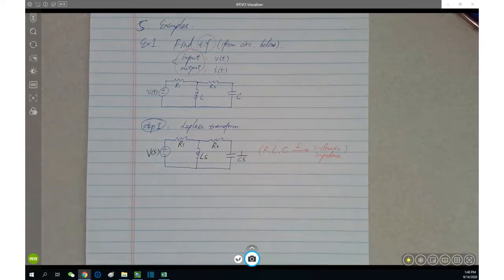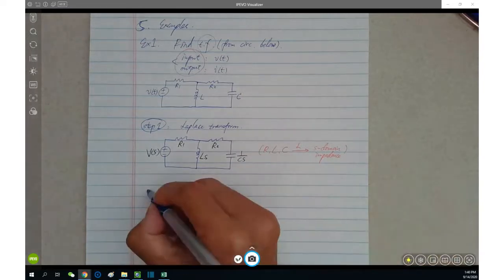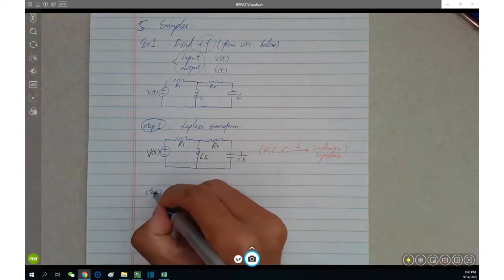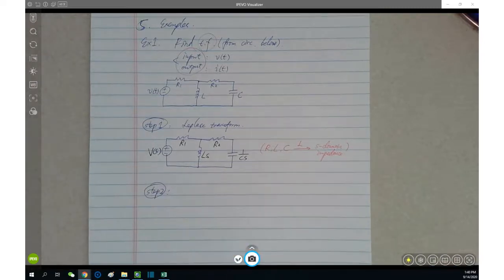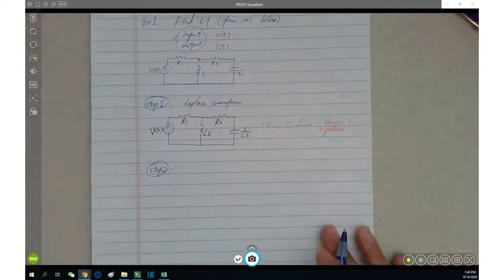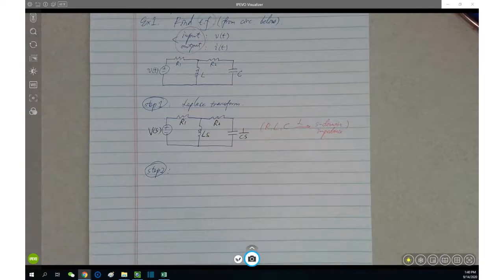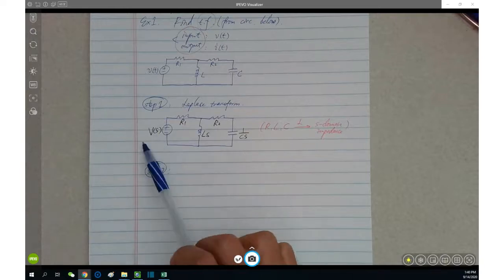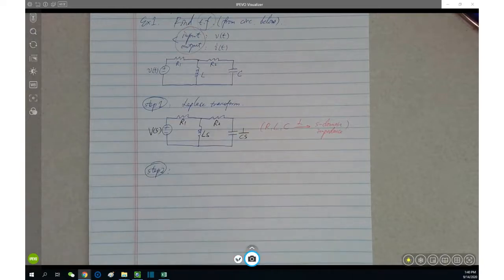All right, and then we move on to step 2. Step 2 is the time for us to start writing equations. Well, given a system, or say a network, a circuit with one voltage source and a bunch of impedances, what do we do? How do we come up with equations?